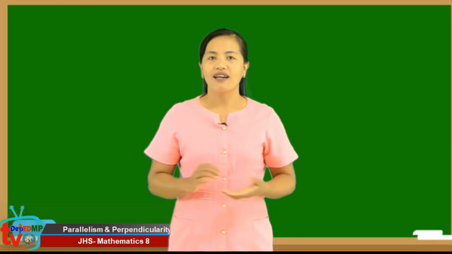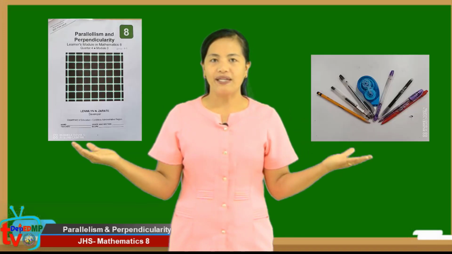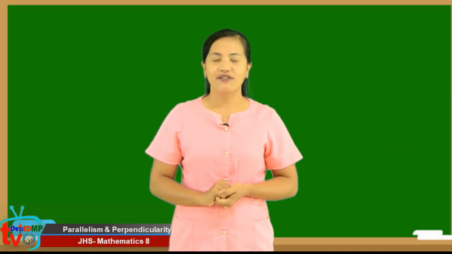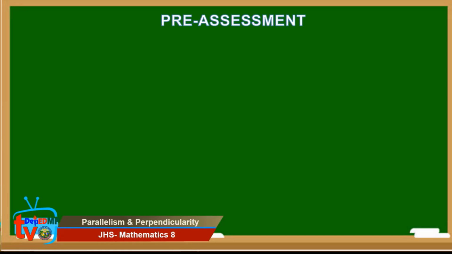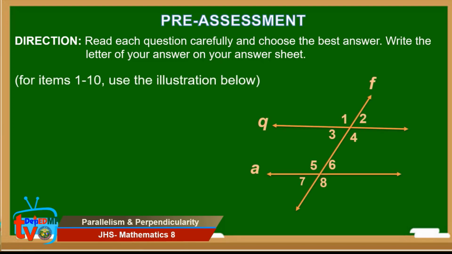To start, let's test your prior knowledge about the topic. Get your module, pen, and answer sheet. Turn the module to page 3. Read each question carefully. Choose the best answer. Write the letters of your answer on your answer sheet. For items 1 to 10, use the illustration below.